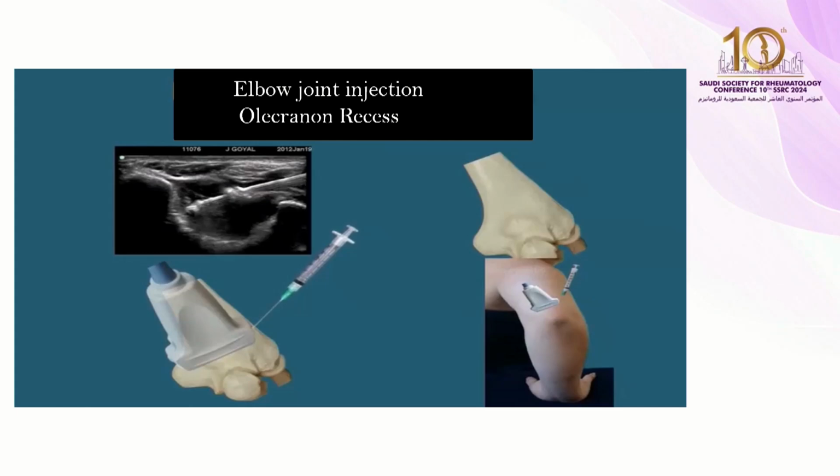The landmarks here are the capitulum, then the trochlea, and this is the olecranon fossa. You put the probe in a transverse position and your needle, again in plane, goes into the fossa. You inject from lateral to medial. You don't inject the opposite way, from medial to lateral, because here what do you have? The ulnar nerve. So you want to avoid injury to the ulnar nerve.